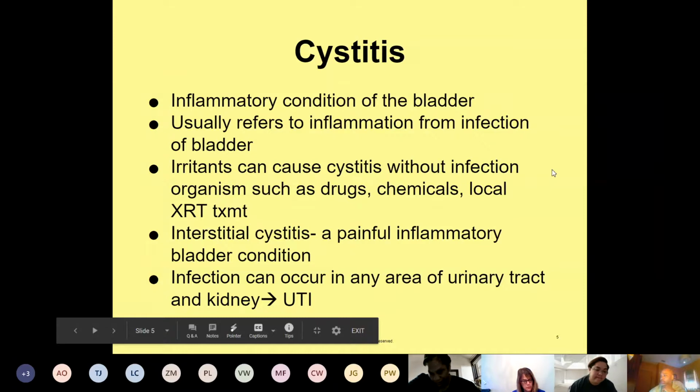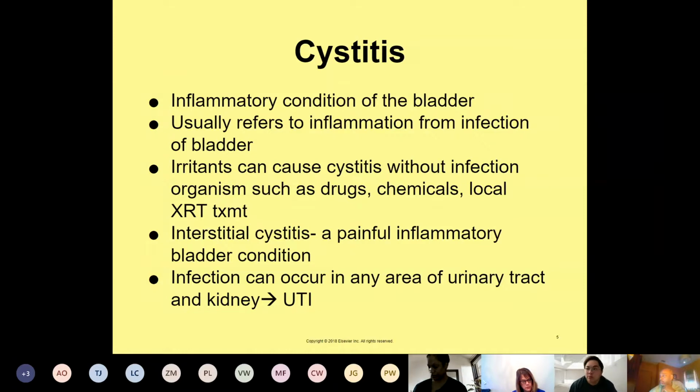All right, so the first topic we are going to look at is cystitis. This is essentially an inflammatory condition of the bladder, and it usually refers to inflammation from infection of the bladder. Anytime you see the ending itis on a term, as you all should know by now, there's an inflammation. But don't think that just because you see itis, it always means infection. It is not always synonymous with infection.